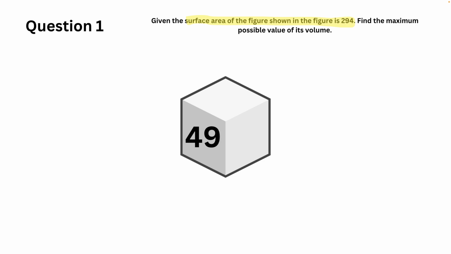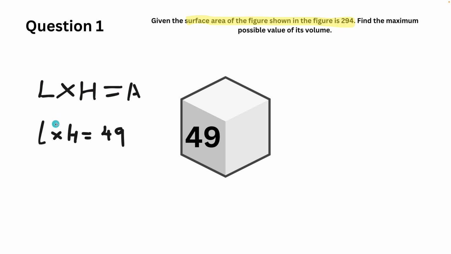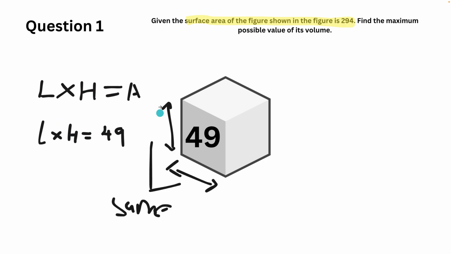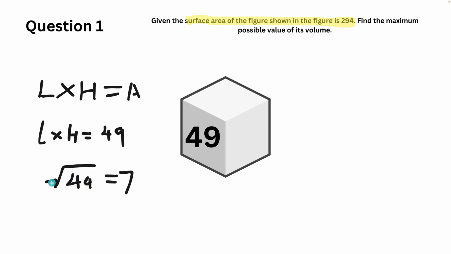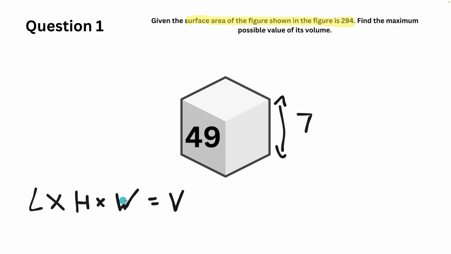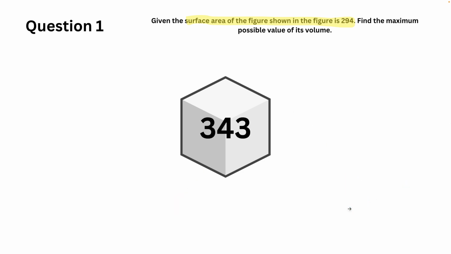Now, since it's a cube, basically length times height equals area. So length times height equals 49. Since it's a cube, the measurements are the same. So the square root of 49 equals 7. One line is 7, and since it's a cube, length times height times width equals volume. 7 times 7 times 7 equals 343. So that is the first answer. Question 1, 343.